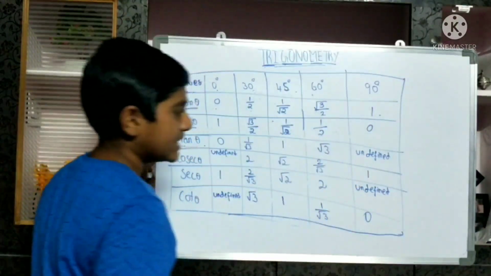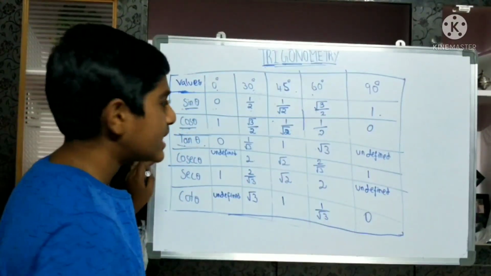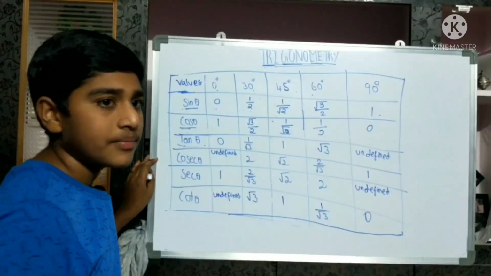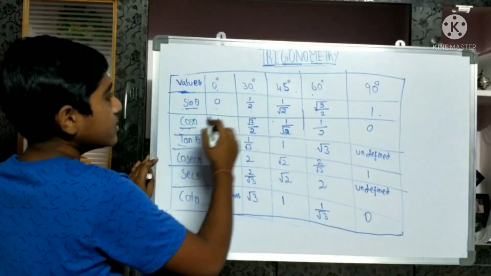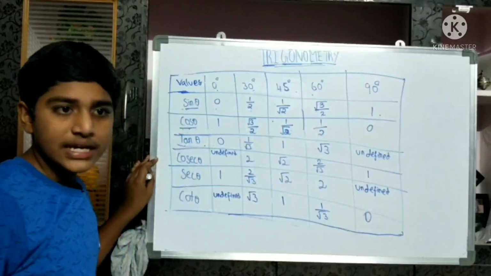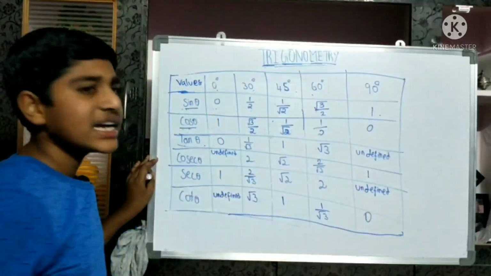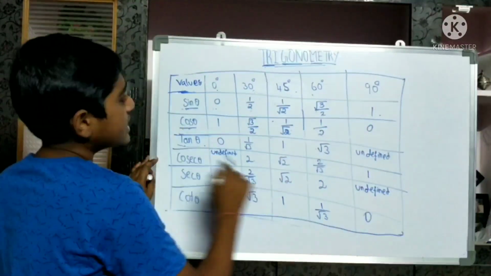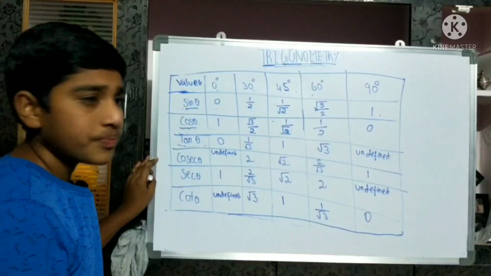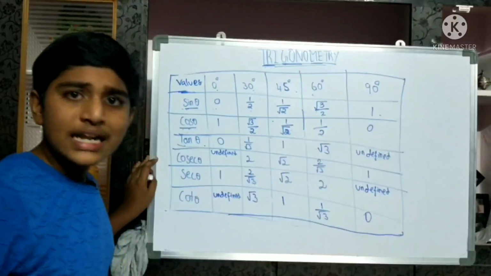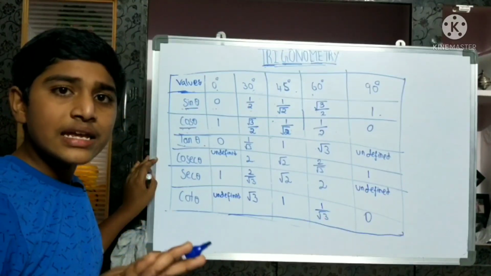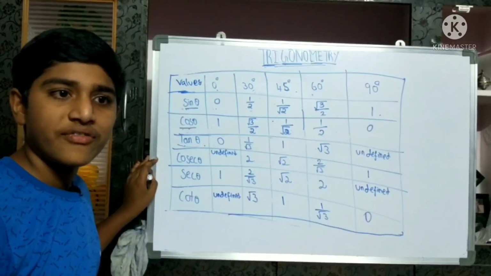And tan 90 degrees. So coming to here, tan 90 degrees, the value is undefined. Why is it undefined? Because it is sin 90 degrees by cos 90 degrees. What is the value of sin 90 degrees? Sin 90 degrees is 1 and cos 90 degrees is 0. So 1 by 0 is undefined. We can't find the value. Okay? Any number by 0 is undefined.